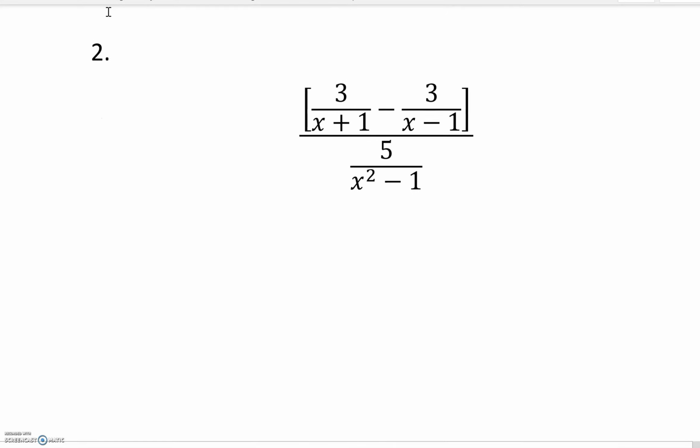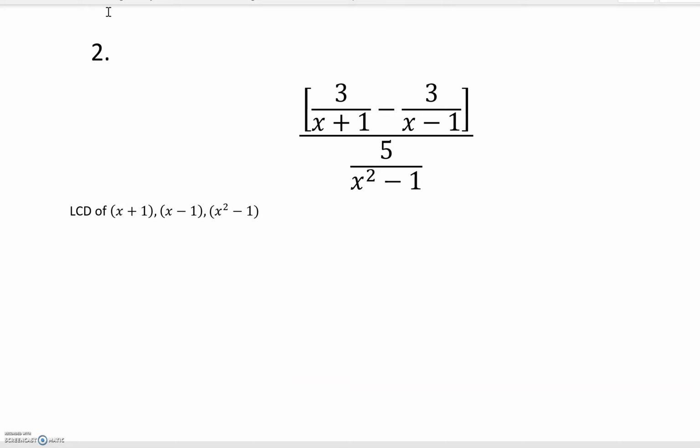Next example. This thing looks awful. My numerator is a difference of two fractions. My denominator is just one fraction. I'm going to tackle this problem with method 2. What is the LCD of all of these fractions present? LCD of x plus 1, x minus 1, and x squared minus 1. What's the LCD here?